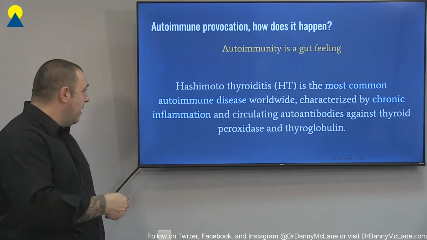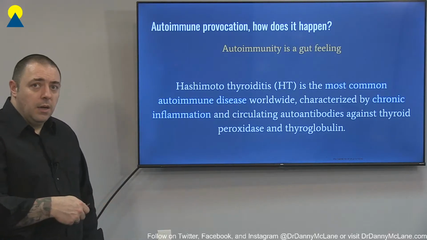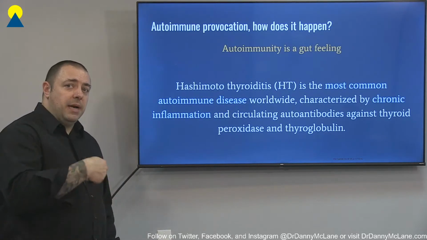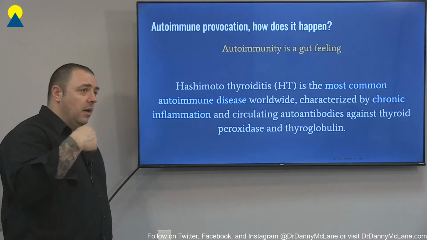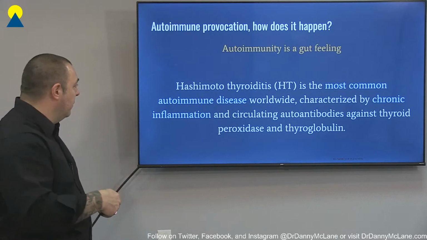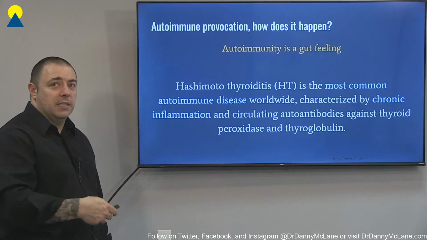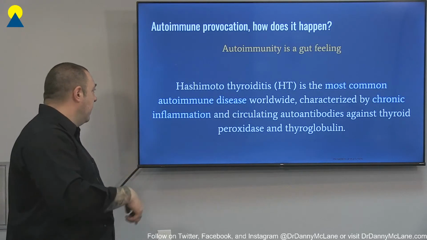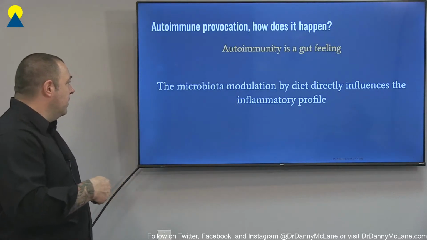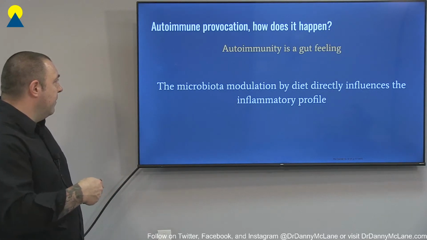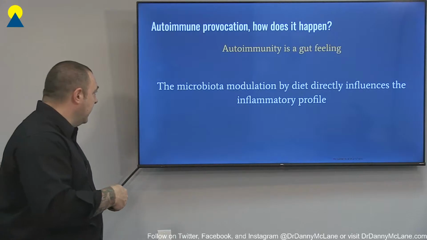It's the most common autoimmune disease worldwide. And the way that we help to fix that is by fixing, healing, and sealing the gut. And if there's a neurological component involved, we fix that as well. And sometimes it's recoverable depending on how long it's been there and how broken down a person's body is. The microbiota modulation of the diet directly influences the inflammatory profile. Here we're still talking about leaky gut.